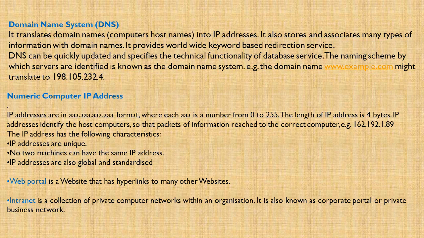For example, AAA.AAA.AAA.AAA. Here AAA stands for any of the numeric digits that stands from 0 to 255. I have given one example also. 162.192.1.89. It is not necessary there should be the three digits. It can be one. It should lie between the 0 to 255 only. This is our IP address.